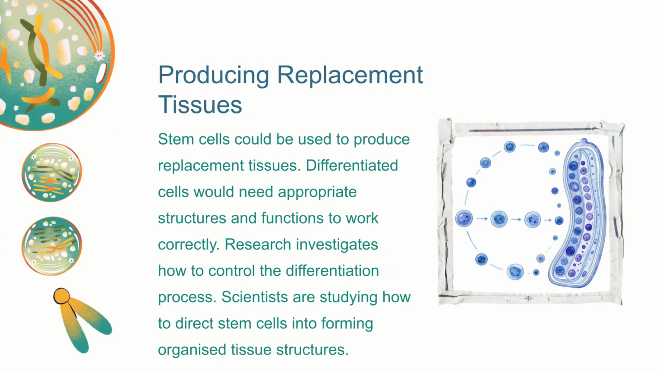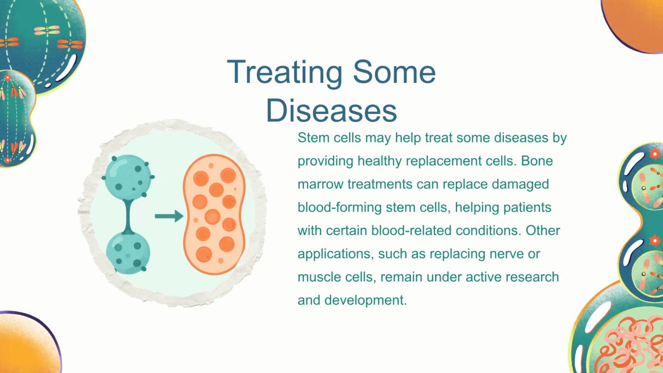Beyond just single cells, scientists are investigating how to produce organized replacement tissues. The challenge lies in controlling the differentiation process to ensure the new tissue functions correctly. Current successful treatments include bone marrow transplants for blood conditions. Future research aims to extend these successes to other areas, such as repairing damaged nerves or muscles.